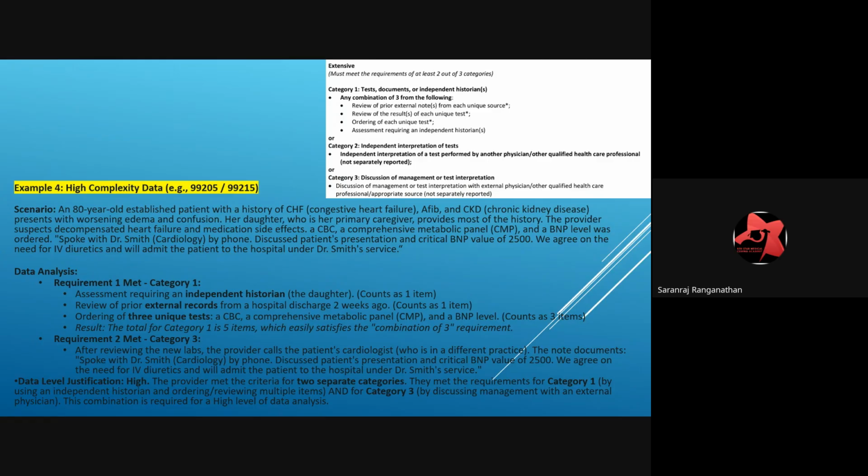So, all these three meet Category 1. And again, when the physician is reviewing with the other doctor regarding the current patient status, that becomes the category of discussion of the management. So it brings you to code 99205 or 99215 on the end. Okay, so that is the example of the extensive level.